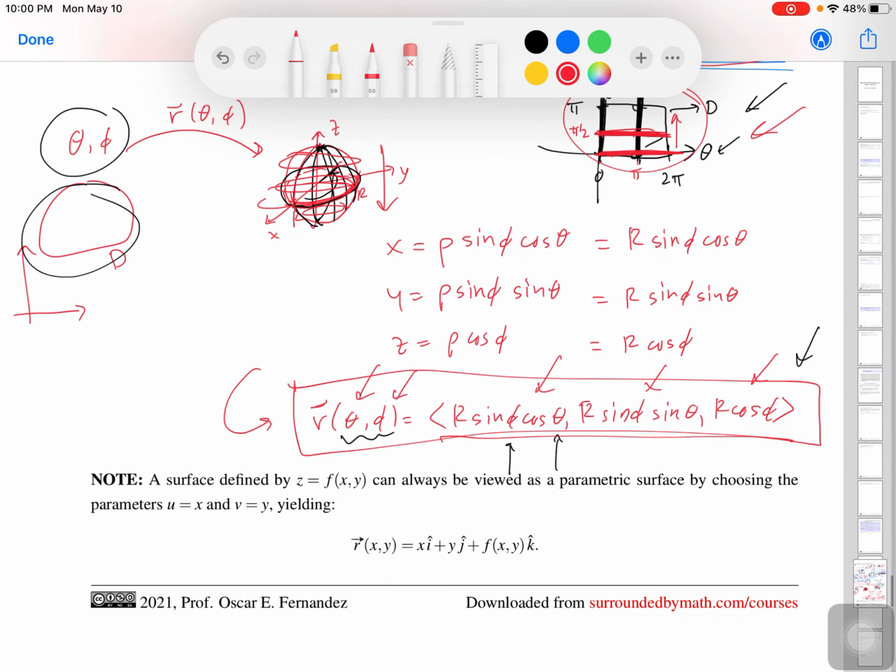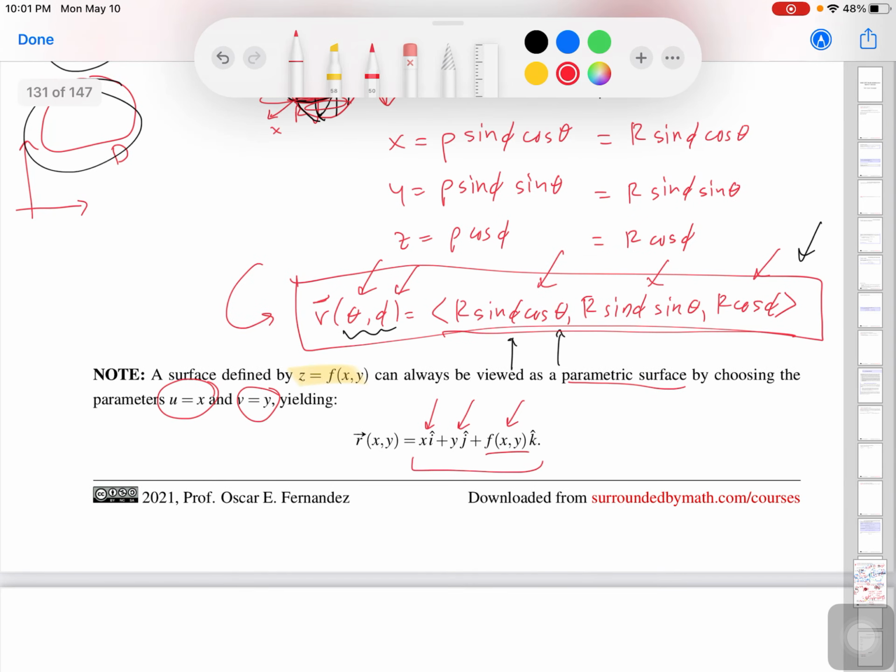Great, so last thing I want to mention here is that a surface that has a special form, the usual one we've been dealing with, z equals f of x, y, can always be viewed as a parametric surface by choosing the parameters x and y for u and v. In that case, x is just u, and y is just v, and then z is f of x, y, so I put in my z here. So this may seem a little silly, but it is a completely legitimate way to parametrize a surface. And it makes a lot of sense.